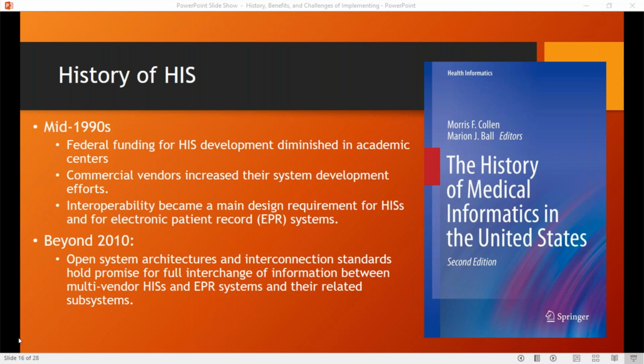Yes, beyond 2010, what happened was the developers, the private commercial vendors, were developing software packages that were designed to be open and compatible with different systems. This was designed to meet the needs of the users of the hospitals that had different existing systems on hand.